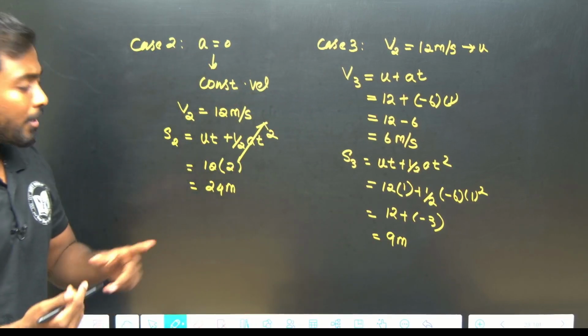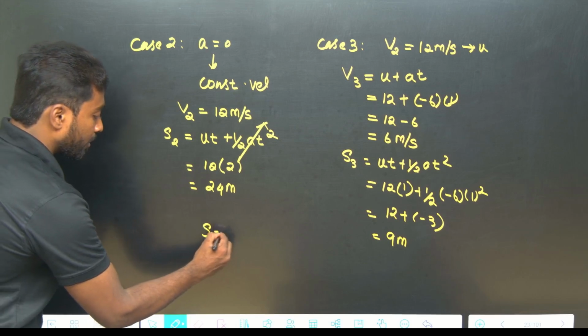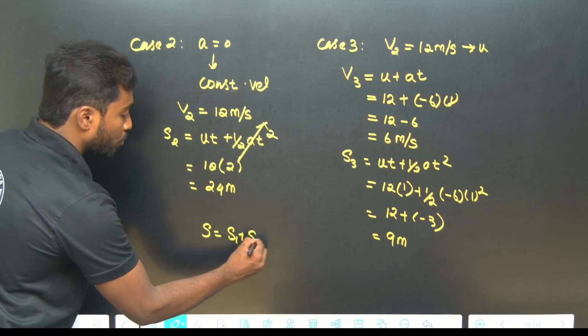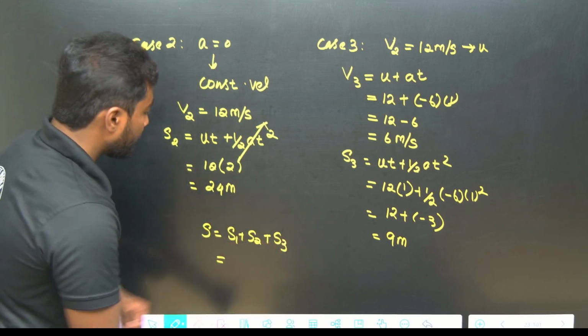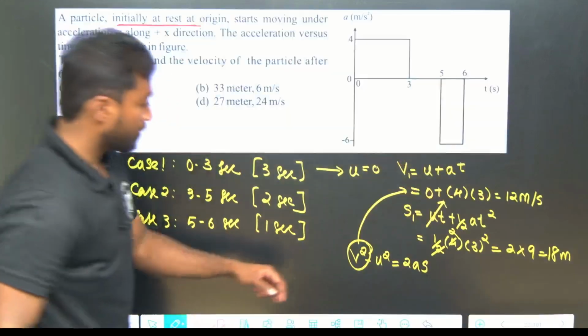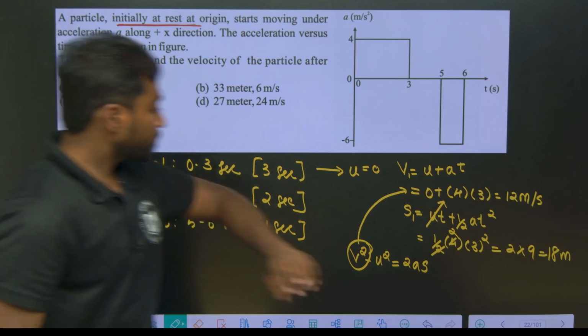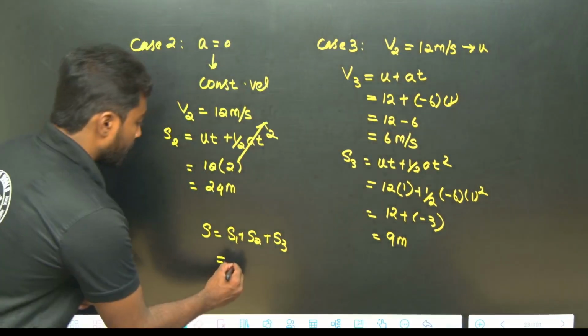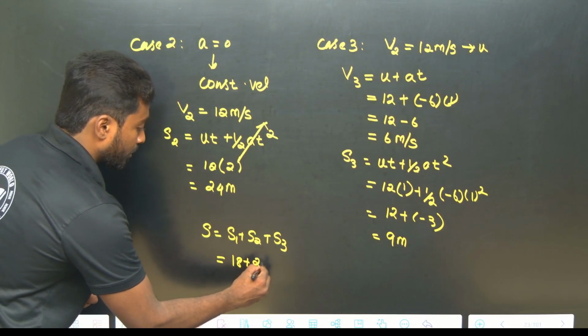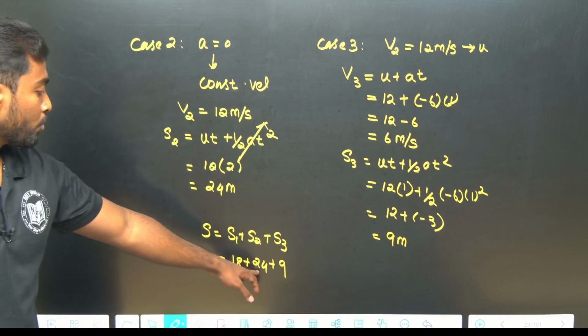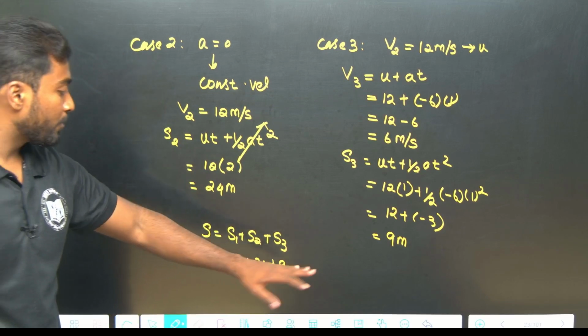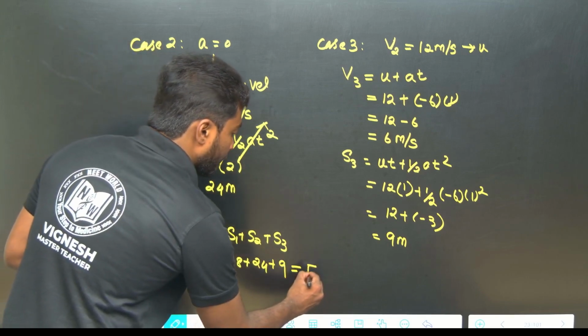So what is the total displacement? Total displacement is nothing but S1 plus S2 plus S3. So what is the answer? 9, 24 and then what is it? 18. 18 plus 24 plus 9. So it is 32, 42 and 51. Yes? So 51 meter.